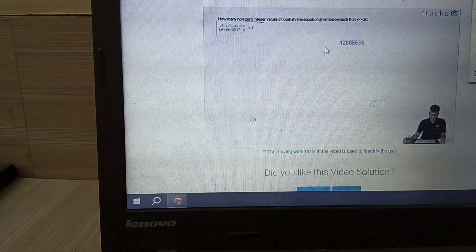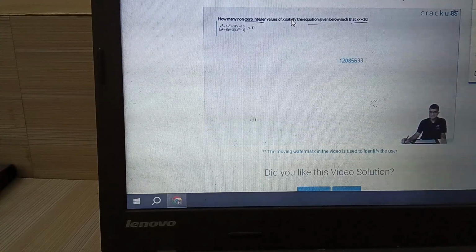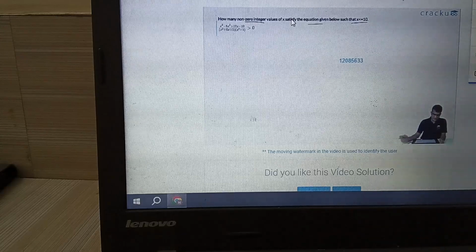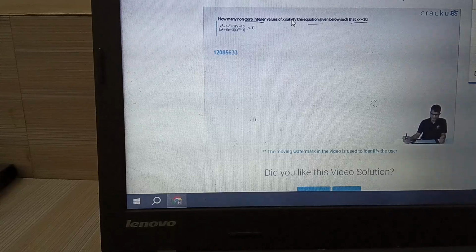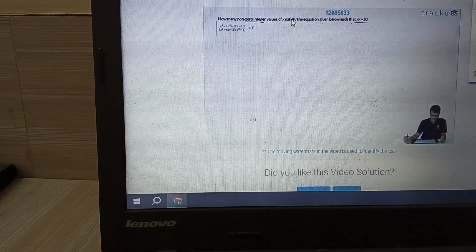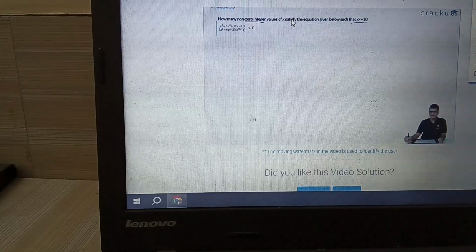How many non-zero integer values of x satisfy the equation given below such that x is less than or equal to 10? If you are looking at the inequality that is given, the numerator is x cube minus 8x square plus 17x minus 10, and the denominator is (x square plus 6x plus 5) into (x square plus 1). This has to be greater than 0.